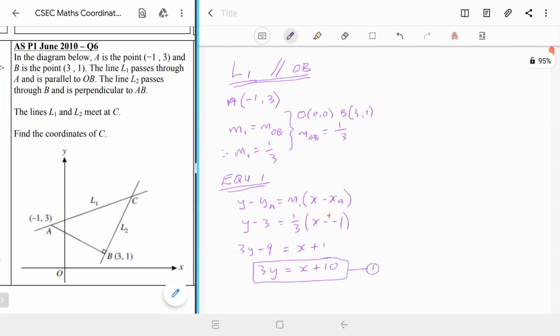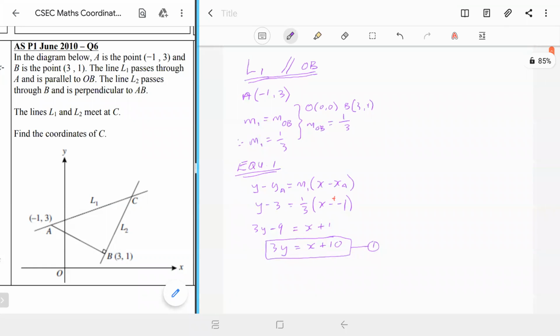I'm on line 2 on this side now. That's line 2 right beside it over here. Line 2 is perpendicular to AB. That's what they told us. That's how we're going to find the gradient. Now the point that we're going to use on line 2 is B. Line 2 passes through the point B, and that point is 3, 1.